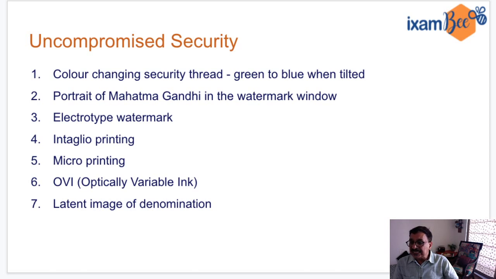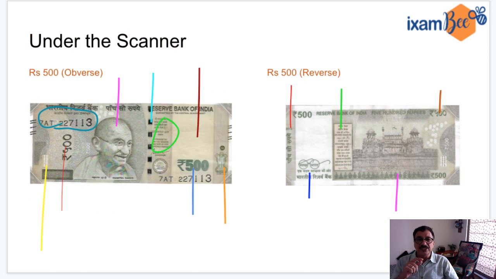What we'll do is, let's go to the note itself. Let's have a look at the note. I've taken a 500 rupee note and from here we'll see both the obverse and the reverse side. The security features are there on the obverse side of the note, and the general features you'll find on the reverse side of the note.